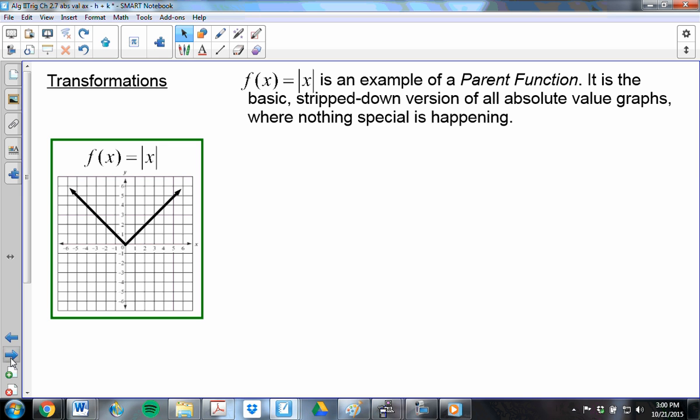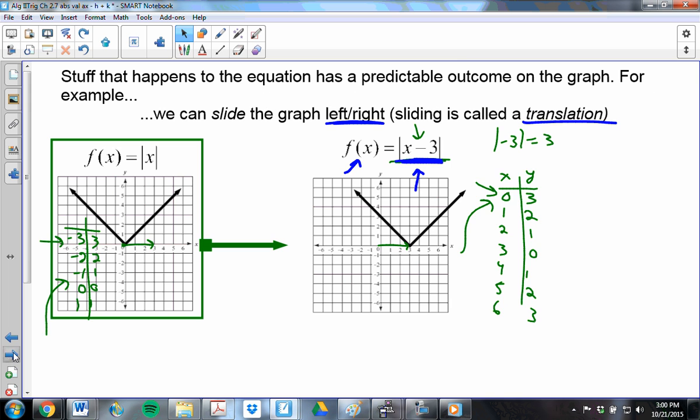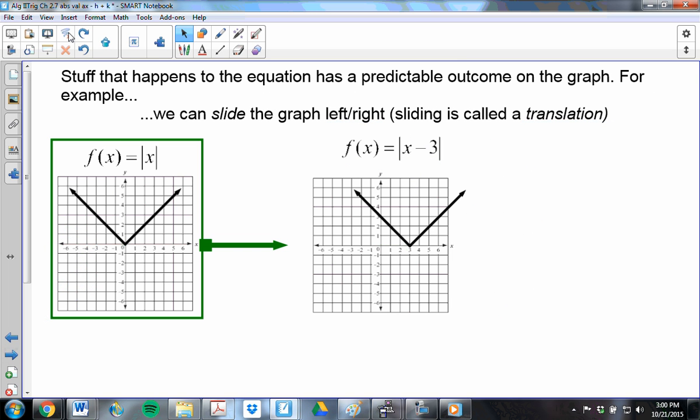So here's an example of a parent function, which is f of x equals the absolute value of x. It's the basic stripped down version where nothing has happened to the absolute value function, but we can do things to it to change it. For example, if we put a minus 3 inside, this minus 3 takes the whole graph and shifts it to the right 3.